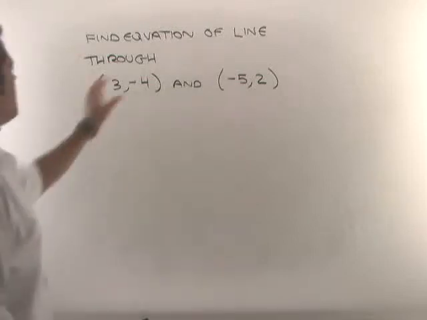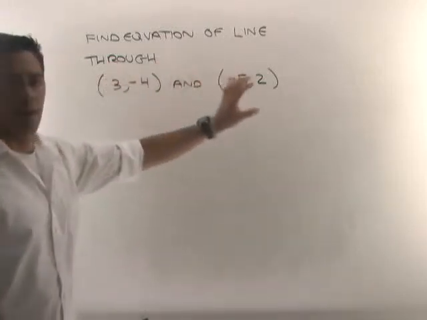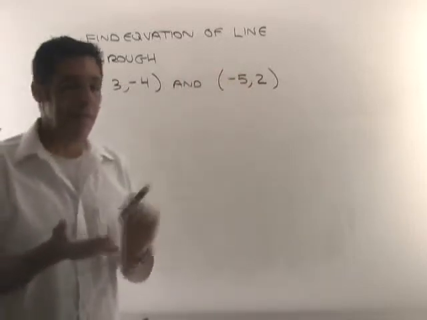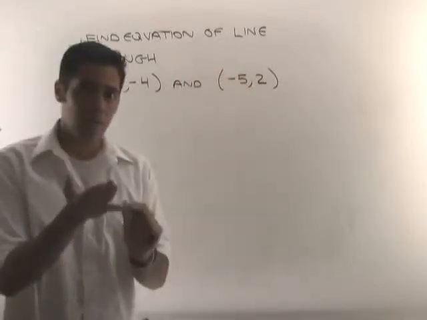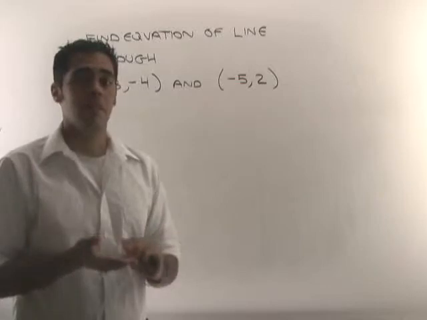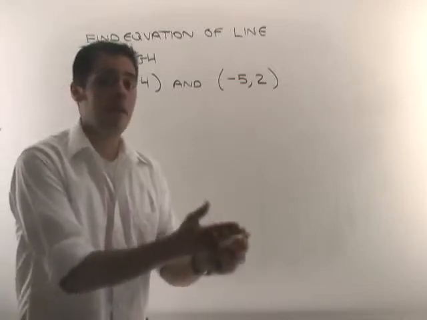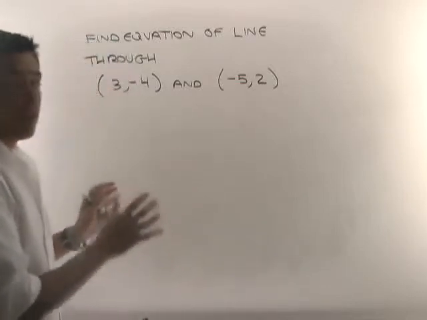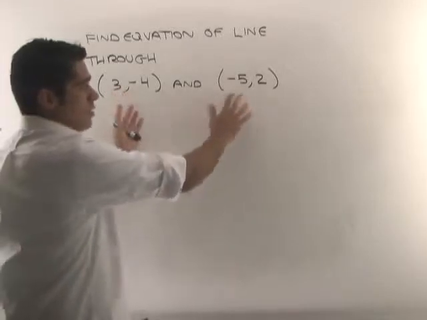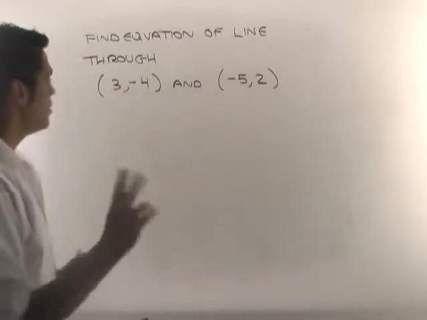All right, in this problem we're asked to find the equation of the line through 2 points. Up to this point we've been able to find the equation of a line if we're given a slope and the y-intercept, and also if we're given the slope and a point. In this problem we're not given a slope, we're given just 2 points. So the technique to do this is actually 2 parts.